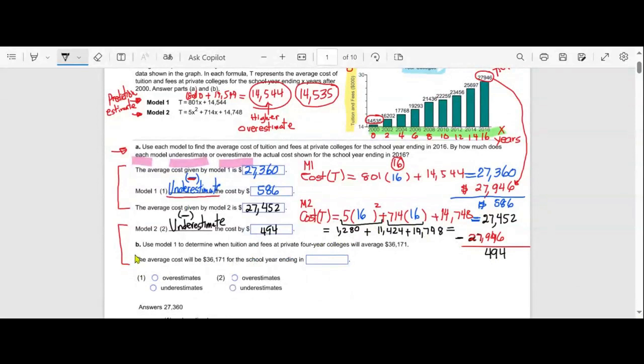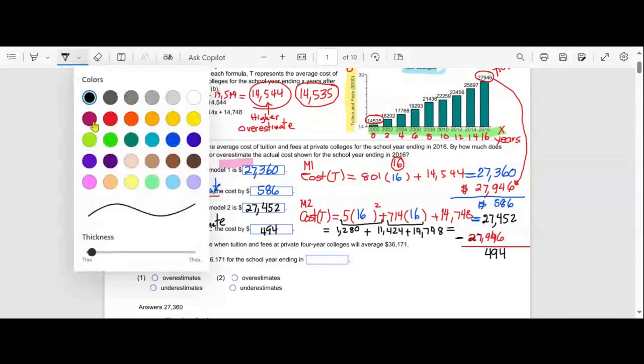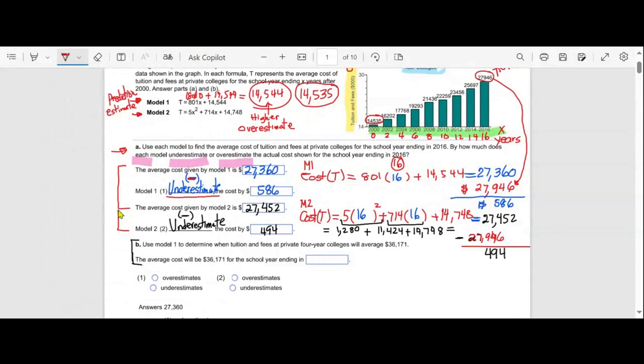Now we have one more part here. Read, Muhammad, part B. Okay. Part B. Use Model 1 to determine when tuition and fees at private 4-year colleges will average $36,171 for the school year ending in. So he's looking for the cost, right? Yes. So which model am I going to use? Model 1, right? And he's looking for the year. So we just leave it like this, X, right?